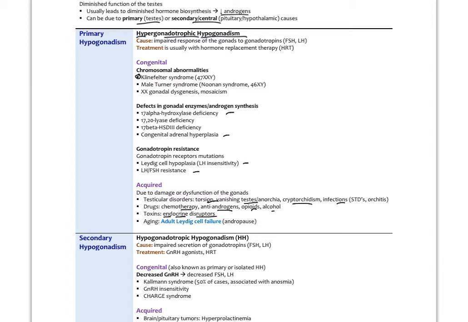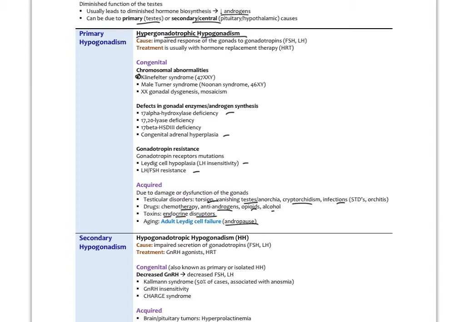Probably the one you're going to hear about most commonly clinically would be what's called adult Leydig cell failure, or andropause. And that's just with time, the testes start to put out less androgens. And that could be from a variety of factors, from diminished blood flow, from endothelial dysfunction and cardiovascular disease. Again, that could be from the presence of different toxins and endocrine disruptors. We're not sure why, but we see the androgens definitely decrease with age, and I'll talk about that here shortly.